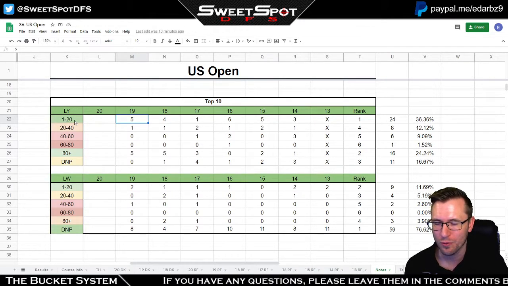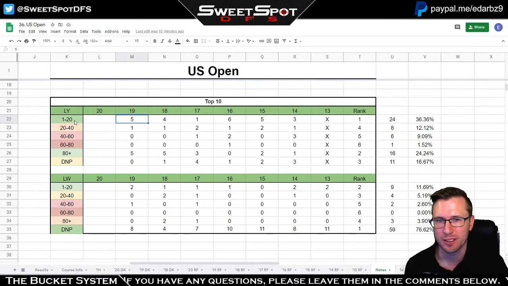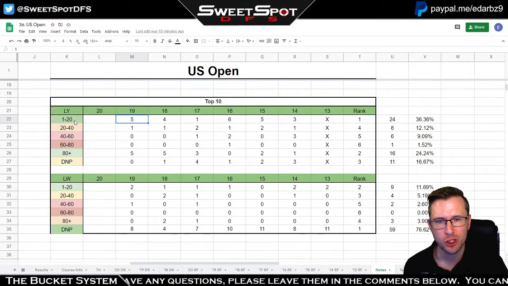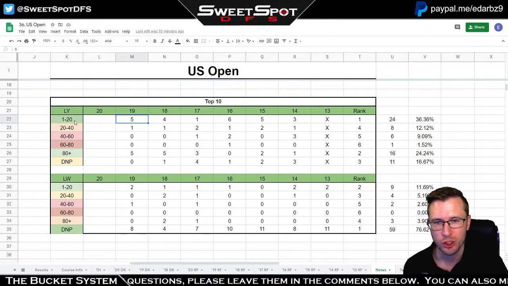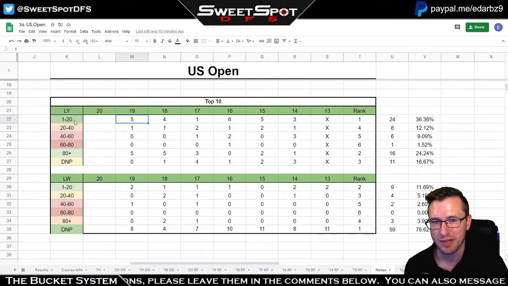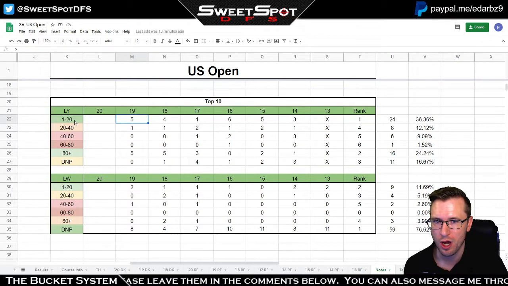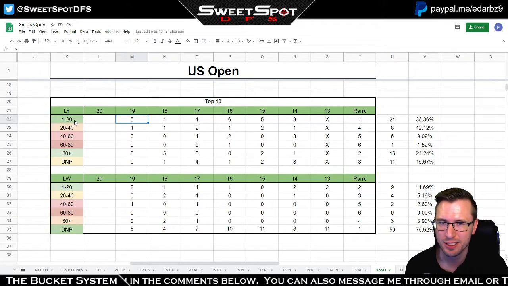Why I go by sixes is because if you do every 20th place, you can get to 80, have a missed cut / withdraw bucket, and a did not play bucket to make your 6 buckets. So basically, it's just even math.